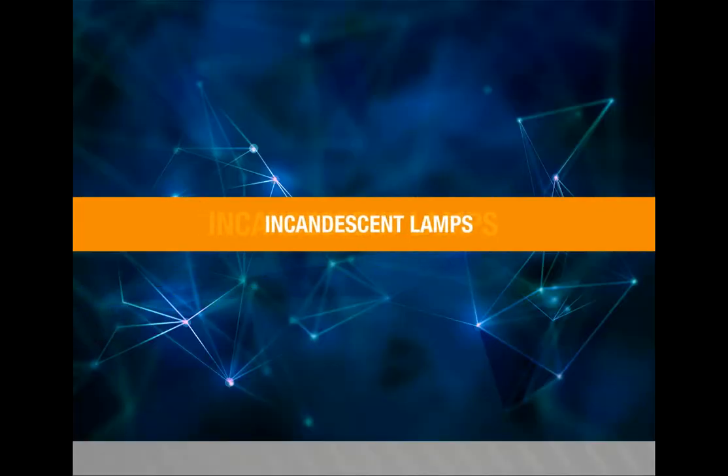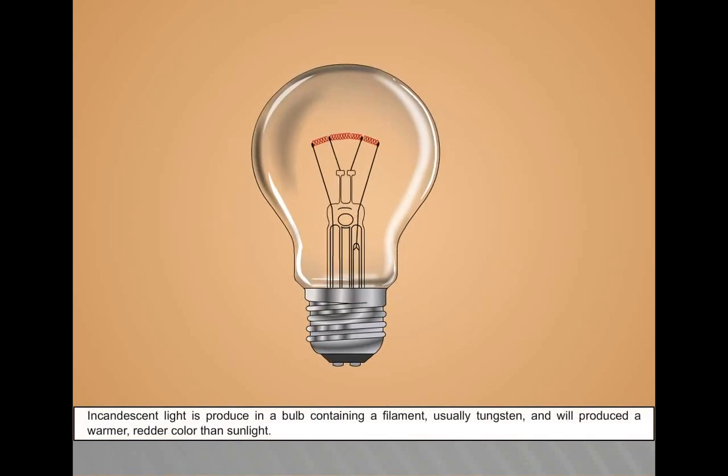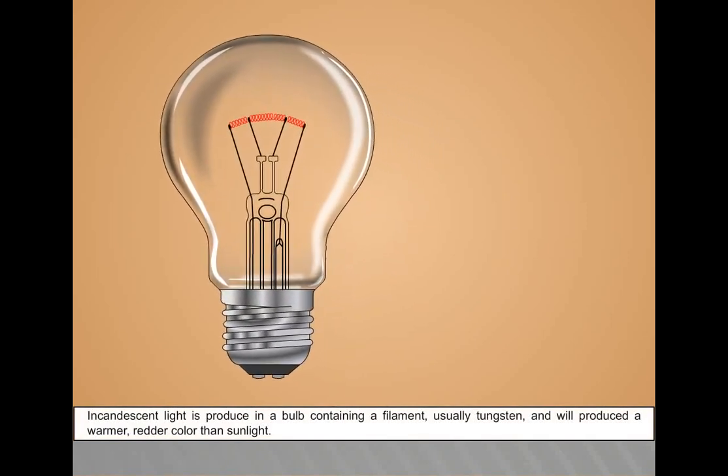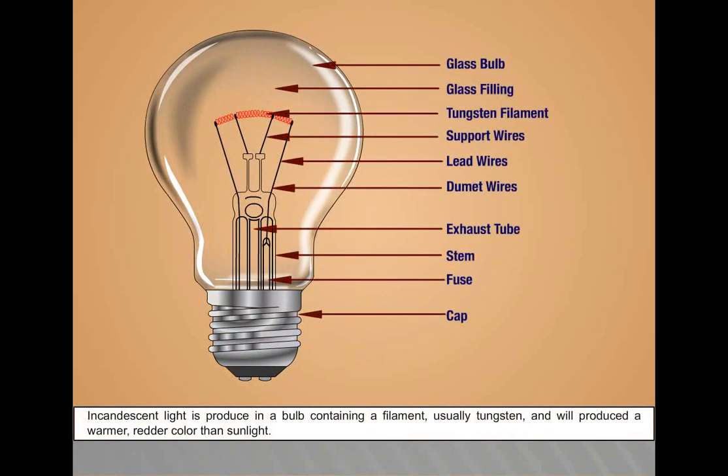Incandescent lamps. In this video, we are going to see about incandescent lamps. Incandescent light is produced in a bulb containing a filament, usually tungsten, and will produce a warmer, redder color than sunlight.